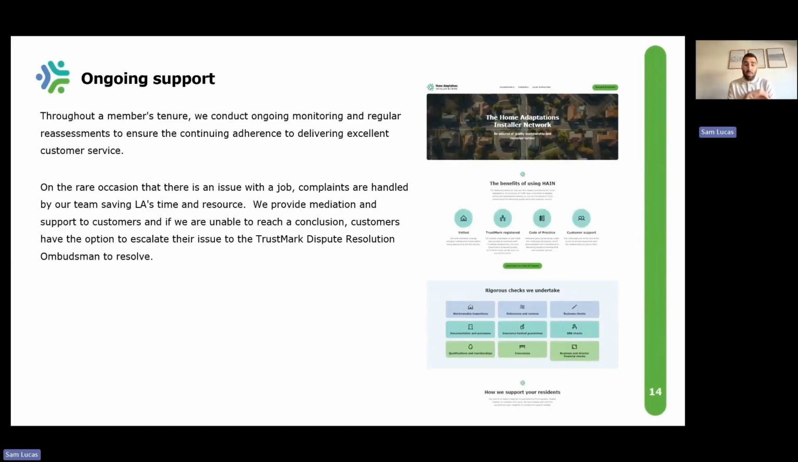And on the rare occasion that we do have issues with the job, our team are well versed in handling complaints, and we can work with you when needed to provide mediation, and we also have access to our Trustmark dispute resolution ombudsman. It doesn't usually go that far. We always try and work with the contractor and the homeowner to resolve it in the first instance, but if we need to, we do have the necessary resources to help out.